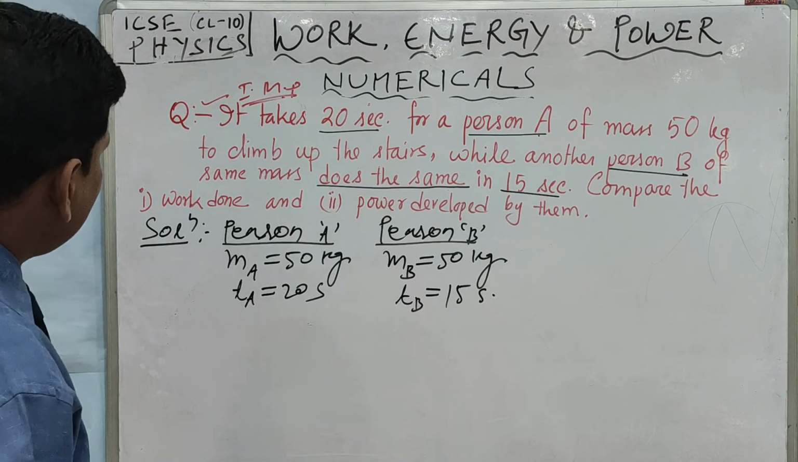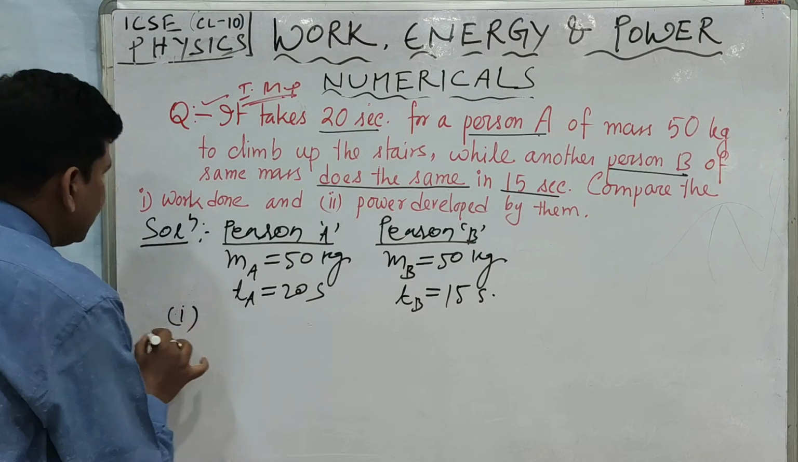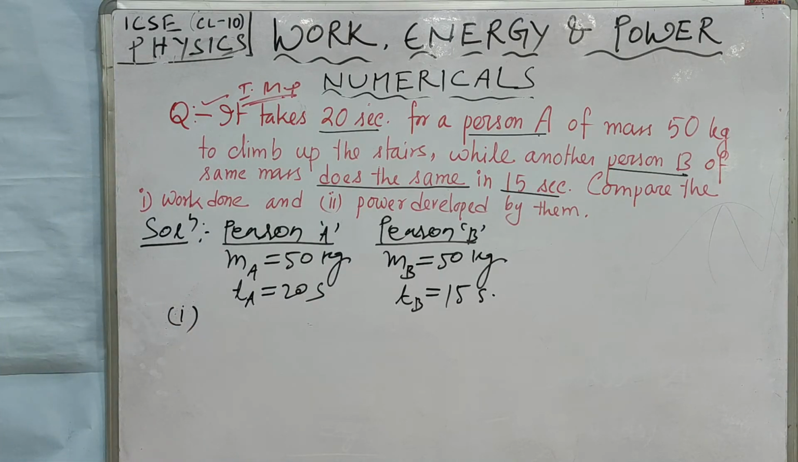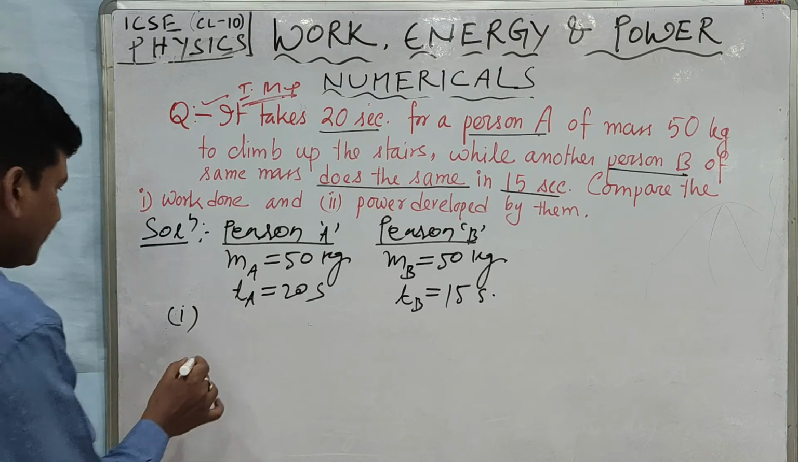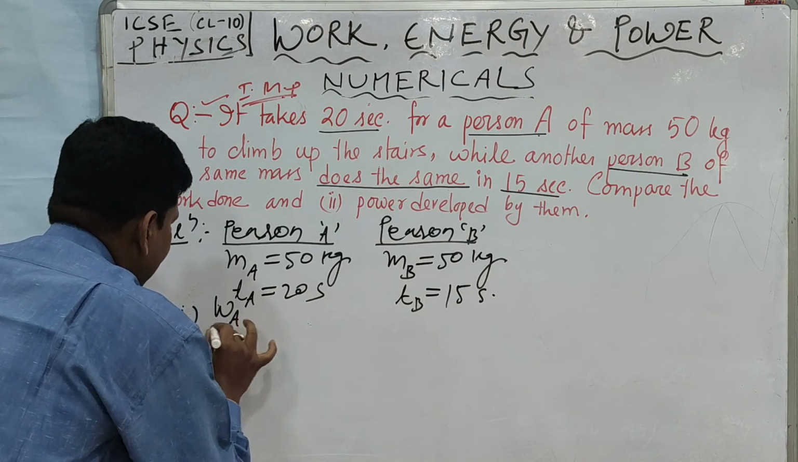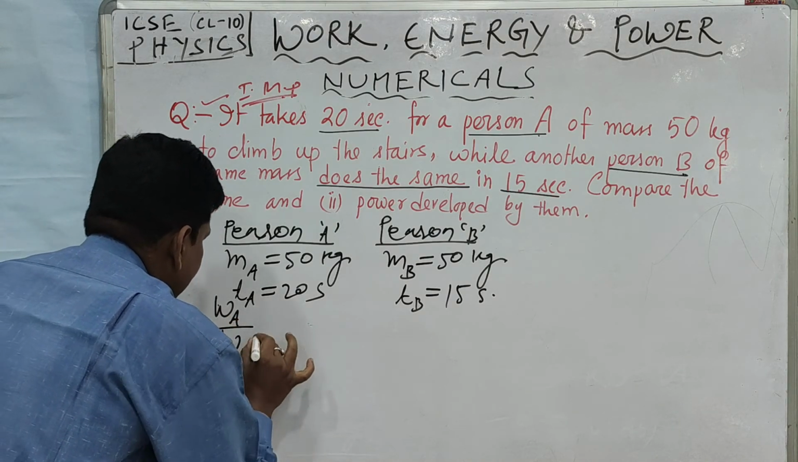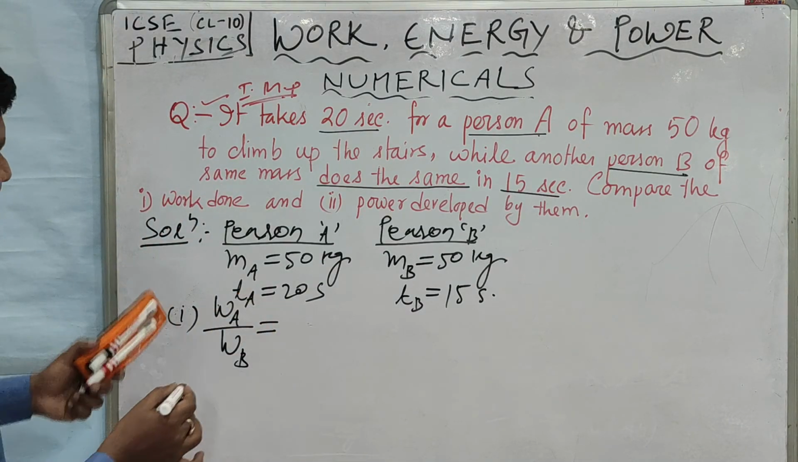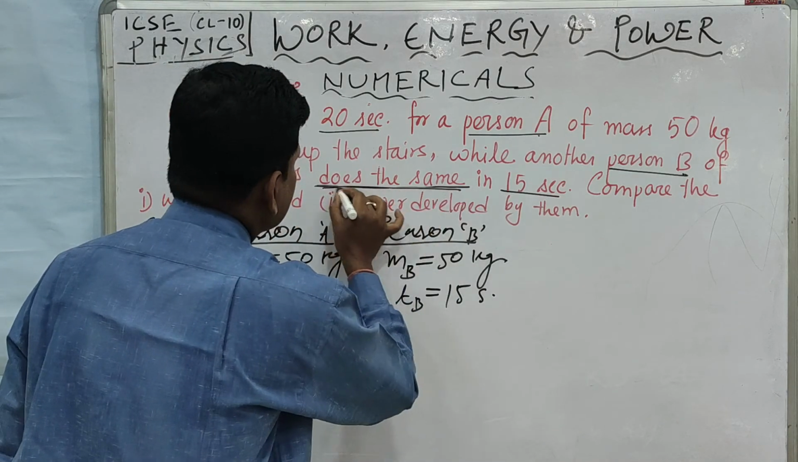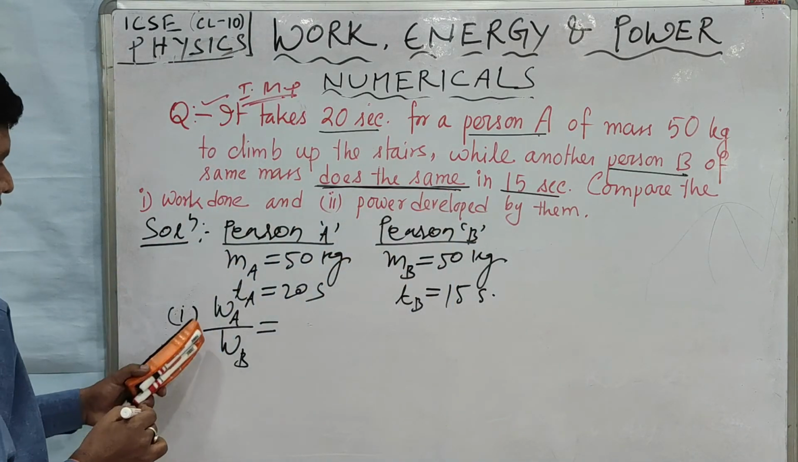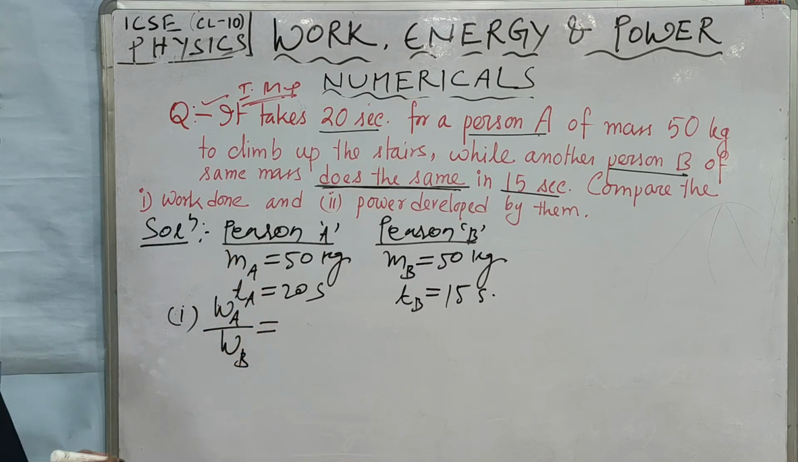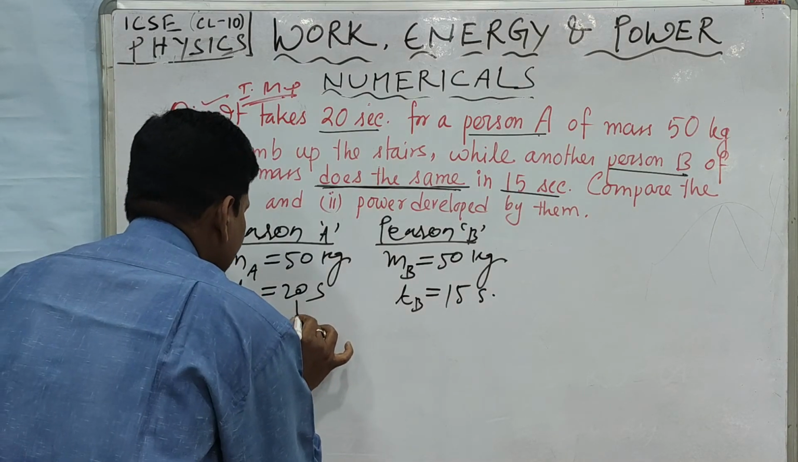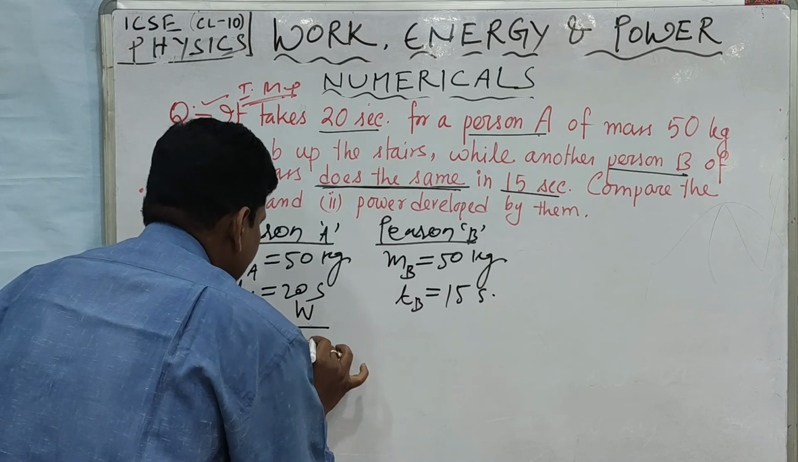So now let's see, we will find number 1, that is the work done. Whenever we are going to find the ratio of the work done of A to the work done of B, what did I write here? WA divided by WB is equal to W, that is MGH, and it is given that they do the same work. Therefore, the work done by A is equal to the work done by B.